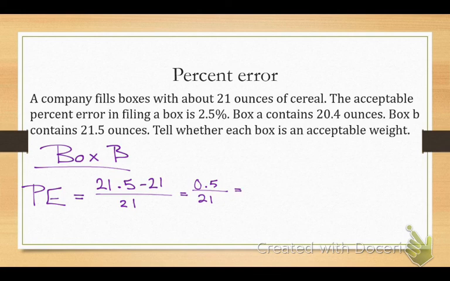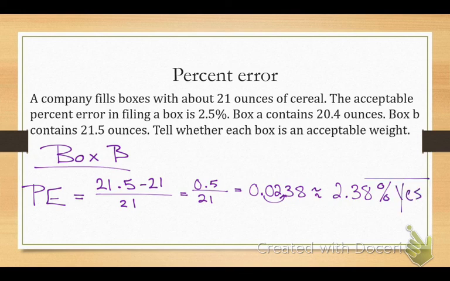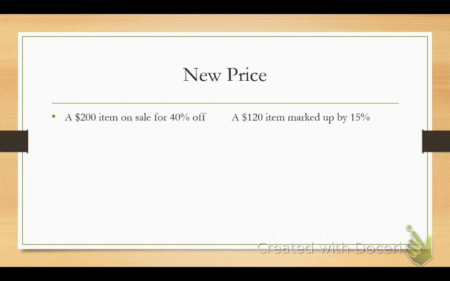and divided by 21, go out 4 decimals, 0.0238. So when I change that, I get approximate, I've got to round, 2.38%. Is that a yes or no unacceptable? Yes. You're not fired. You're not fired. Yeah. Okay, yes. Okay, now we're going to review new price, okay?